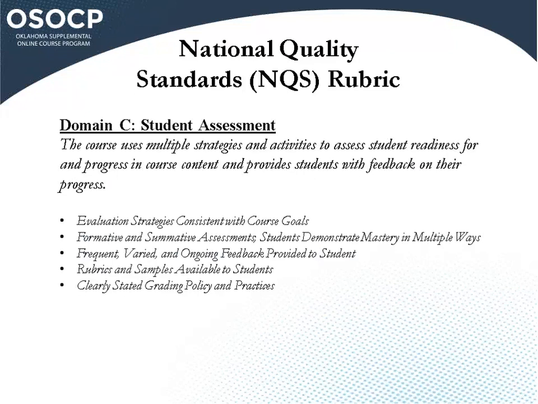Domain C has to do with student assessment. The course uses multiple strategies and activities to assess student readiness for progress in the course, and it provides students with feedback on their progress. So some of the bulleted items there are evaluation strategies are consistent with course goals. The course has formative and summative assessments for students to demonstrate mastery in multiple ways. The course provides frequent, varied, and ongoing feedback to the student. Rubrics and samples are available to students, and there's a clearly stated grading policy and practice.